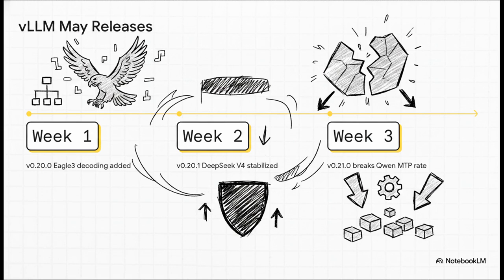Just look at this volatile vLLM release cycle timeline from May. Version 0.20.0 drops, bringing incredible features like Eagle 3 speculative decoding. Awesome. Then 0.20.1 stabilizes DeepSeek workloads. Great. But then v0.21.0 shipped, and enterprise production logs absolutely lit up because it entirely broke the multi-token prediction rate for Qwen 3.6 27B. It dropped prediction efficiency to literally 0%.